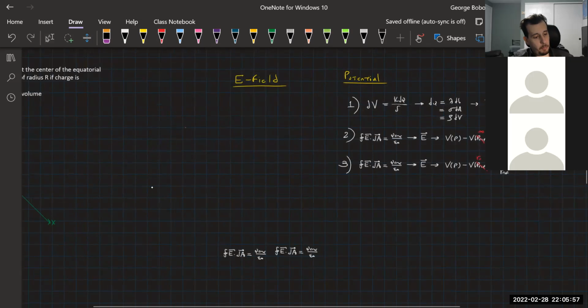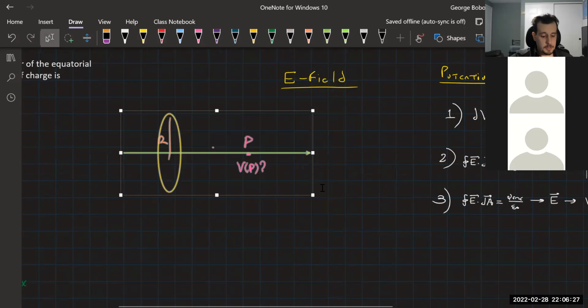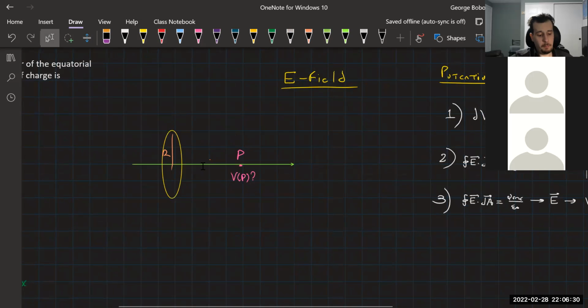The next one I want to try with you. What if I had a disk, and I'm trying to find the potential along the axis here. There's a disk of radius r, and I want to find the potential right here at point P. So what now? So we're finding potential? Yes.